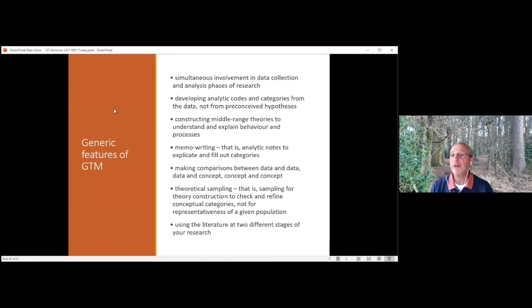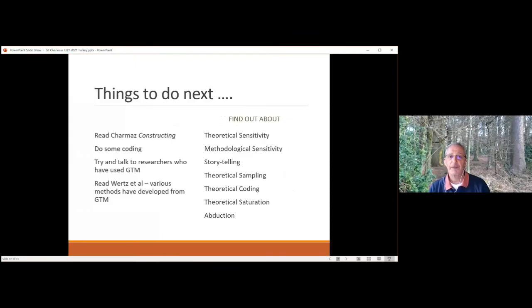Okay. So the generic features, and this is my view, but I think they apply across. Simultaneous involvement in data collection and analysis, developing your analytic codes not from preconceived hypotheses, okay? Memo writing, making comparisons, okay? Eventually theoretical sampling, and you've got to be clear, your initial work is exploratory, and then you say, right, now I'm going to do some theoretical sampling. I now know who I'm going to approach, what I'm going to ask. You may need to do a further ethical approval, let me warn you about that, okay? And using the literature at different stages.